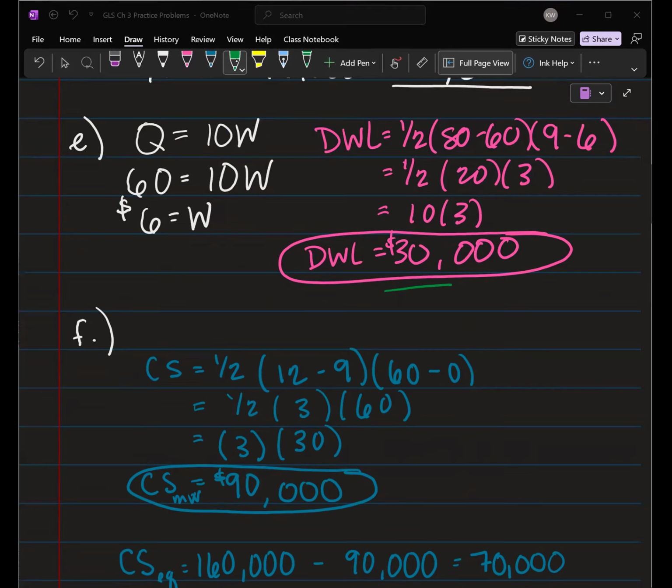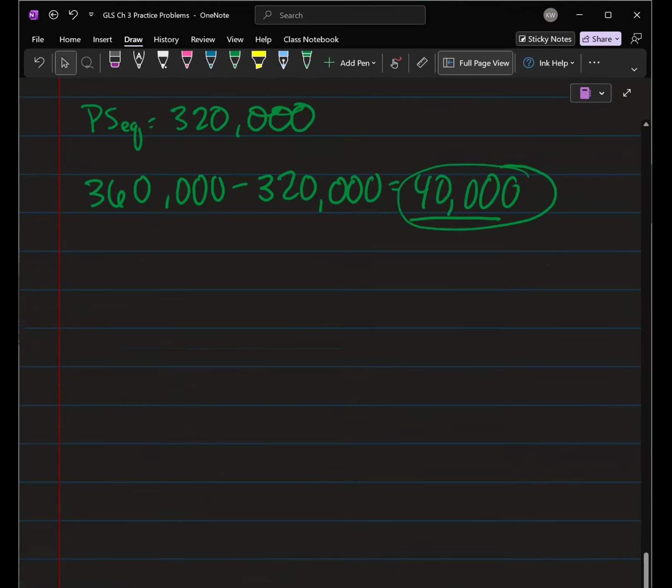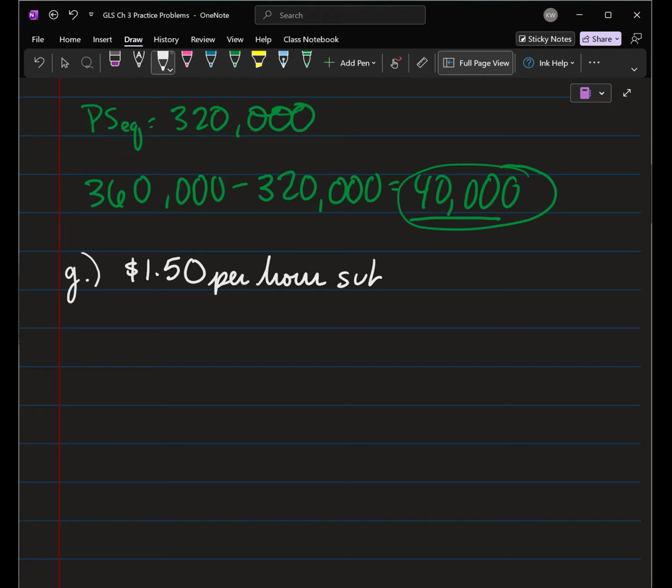Moving on to Part G. Now we're going to suppose that the government, instead of a minimum wage, imposes a subsidy. It's a wage subsidy of $1.50 per hour. And we want to know how much labor will be demanded. So what is the quantity demanded of labor under the subsidy, and what is the quantity supplied?